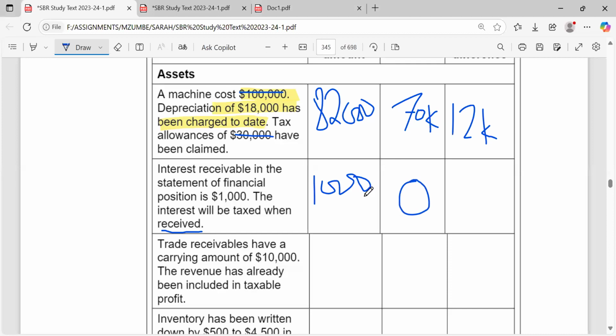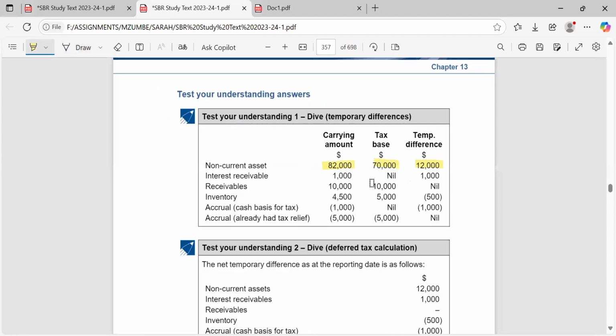Tax base. 1,000 minus zero, you get 1,000, and you would say, okay, so for accounting purpose, I have more net assets and I should be charged more, and they should give a deferred tax liability, just like you come and see it here, right? Okay, let's go now to the next part.